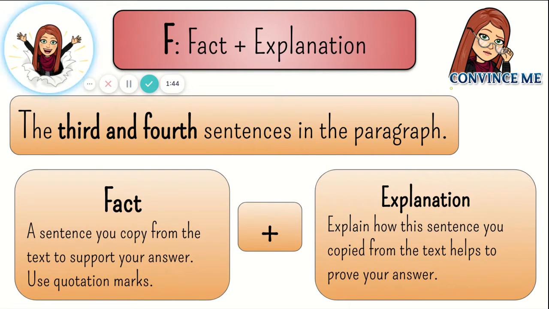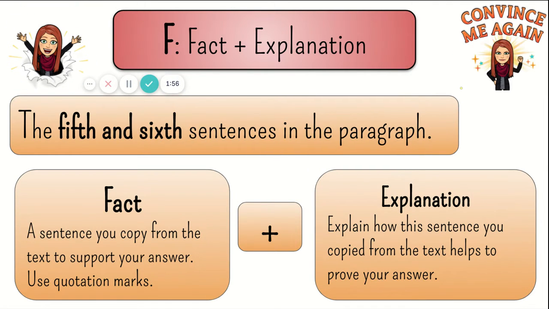So you need to act like you are a detective to find the evidence or the fact, and then you need to explain how the evidence or the fact supports your answer. Then we need to do it again. In the fifth and sixth sentences in our paragraph, we need to find a second fact, a different piece of evidence that also supports our answer. We'll copy that from the text, use quotation marks, and then write another explanation that explains how this sentence from the text helps to prove our answer.